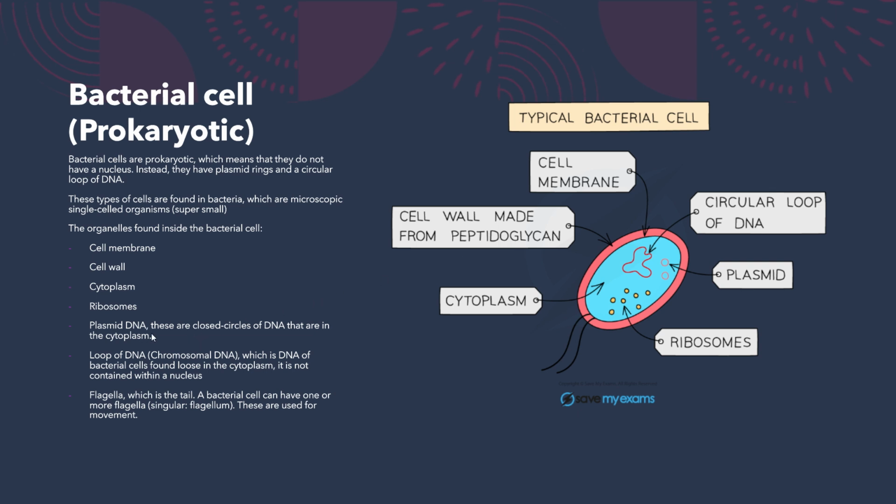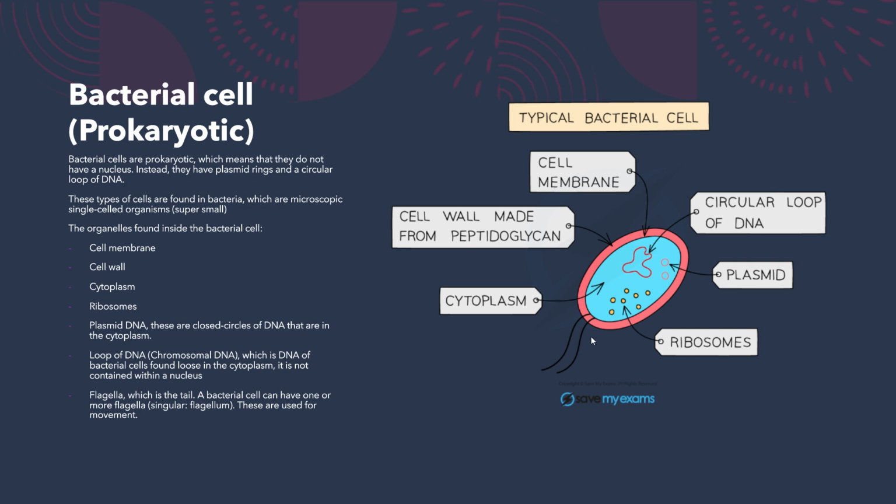Okay. Then it has plasmid DNA. So plasmid DNA, these are like circles of DNA that are in the cytoplasm. So if you look to the diagram to the right, they're like these little circles. Then next you have the circular loop of DNA, which we should say chromosomal DNA. So this is DNA of bacterial cells that are just found loose in the cytoplasm and is not contained within a nucleus, aka like a shell.